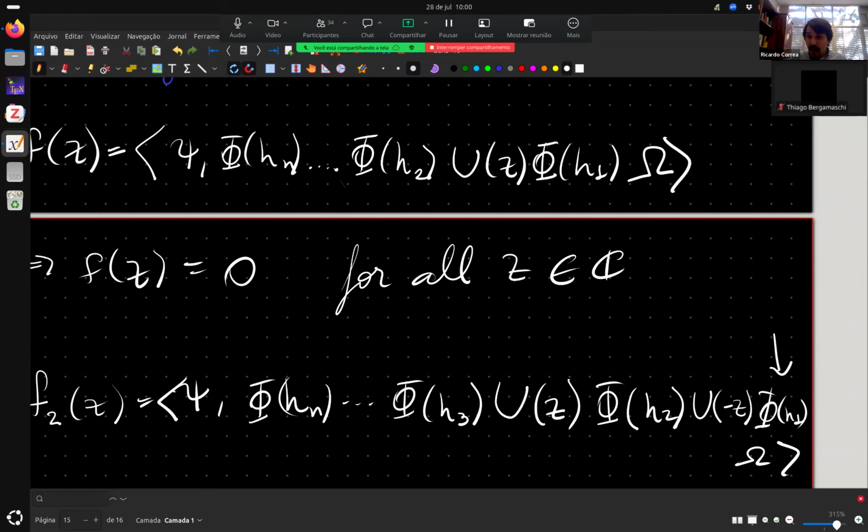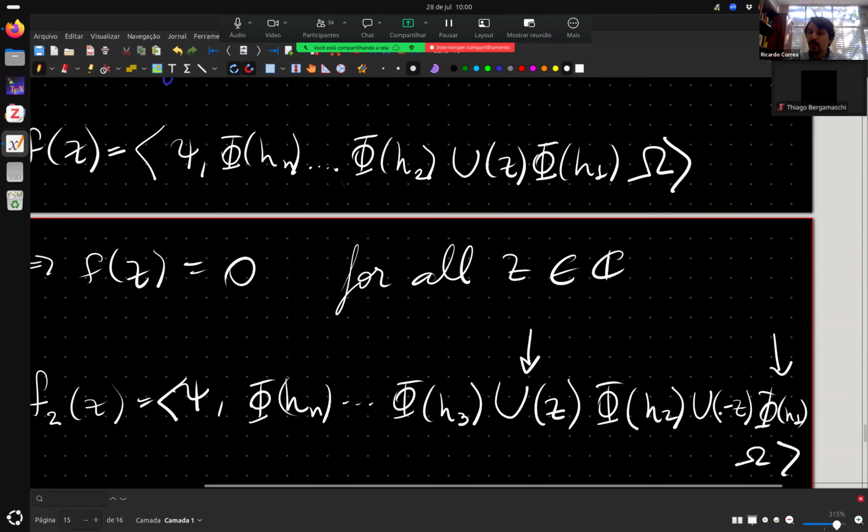And into this whole algebra, when I act with phi on omega and I put other phi's in front, I always get zero. Okay, but now I can modify my argument and put some u of z into the second operator. Not in phi 1, but in phi 2.